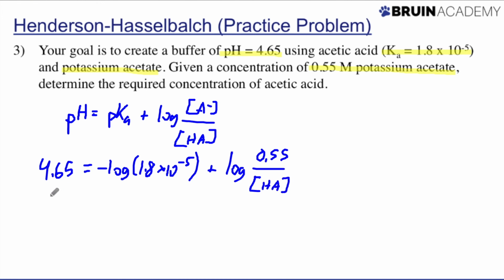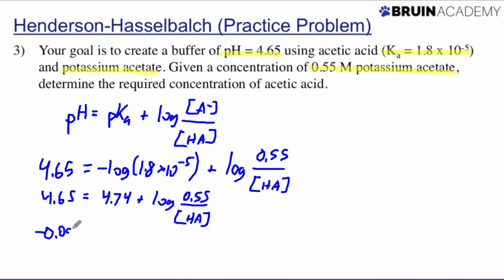All right? Okay, so let's just start simplifying. So 4.65 is equal to, minus log of this term is going to be 4.74, as we saw in the previous problem, plus log of 0.55 over HA. And then I'm going to combine like terms. I'm going to move the 4.74 to the left, and that gets me a negative 0.09 equal to log of 0.55 over HA. And then this is where a lot of people start getting confused, because you're like, how do I get rid of this log?